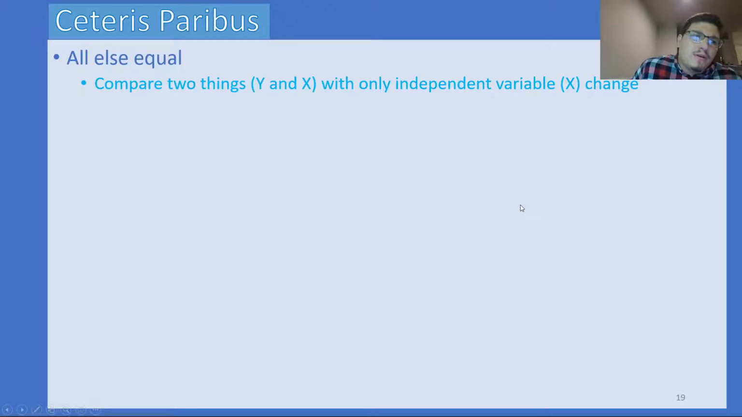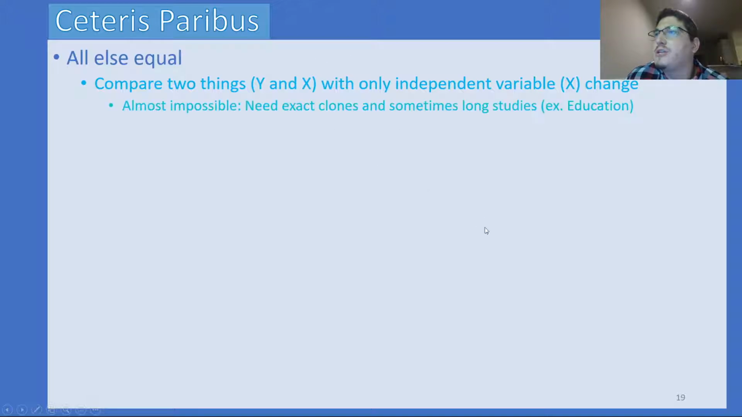Now, something you would have learned in your econometrics class is ceteris paribus. That stands for "all else equal." So we compare two things, a y and an x. We want to say that only the x is changing. Only the independent variable here changes.